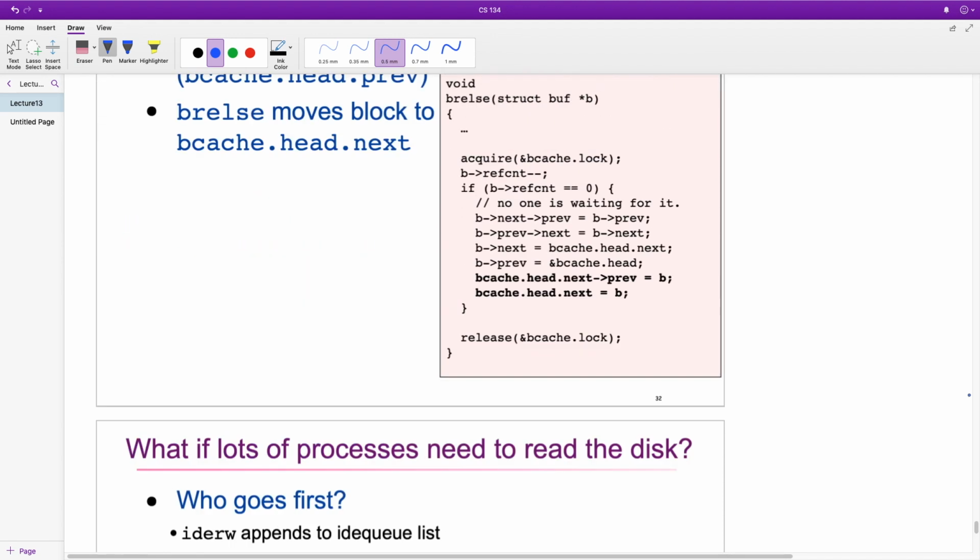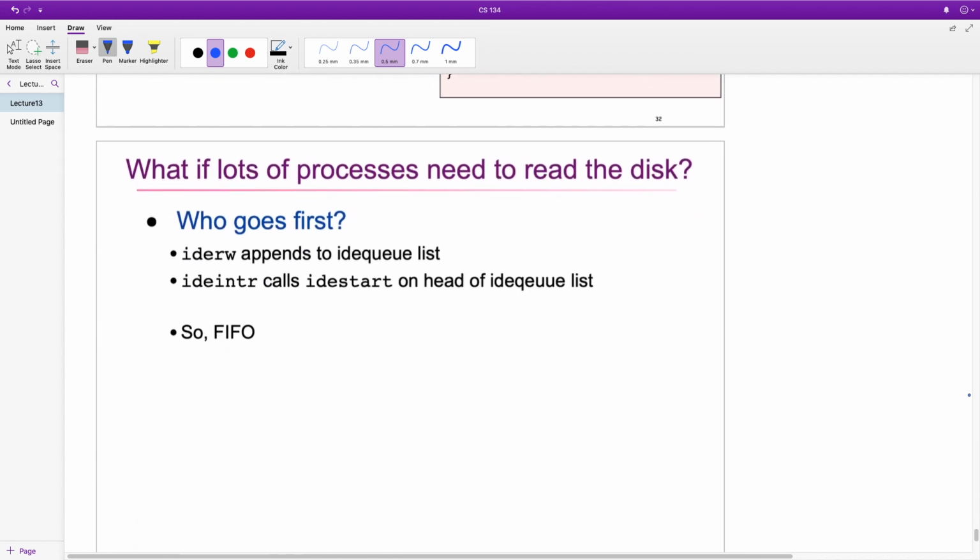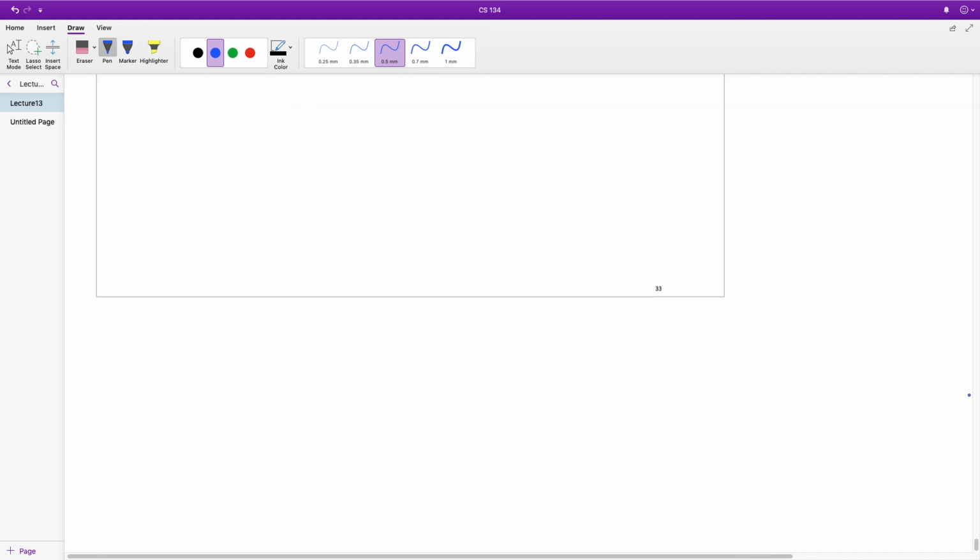And it's worth looking at this ordering here. If multiple processes need to read the disk, it's just first come, first serve. Okay? There are a variety of different others that one could use, but this is first in, first out.